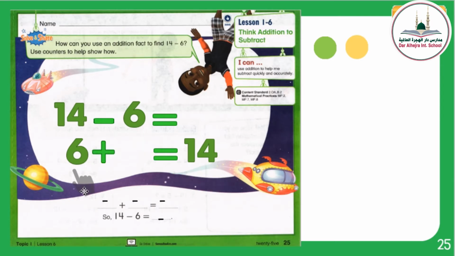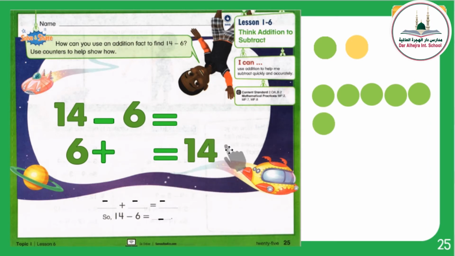Now I know that I have to count after 6 until 14, or I can use counters to help show that. So let's see, I'll grab 6 counters from here. 1, 2, 3, 4, 5 and 6 counters. And then I know the total is 14.